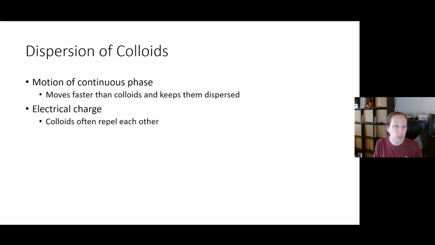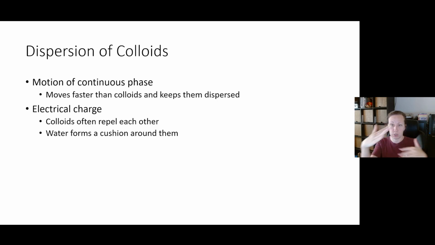Electrical charge can also play a factor. Often these colloids have an electrical charge and they're going to repel each other, and that is going to keep them separated and not precipitating together. Once they're repelled, the water kind of forms a cushion around them, and so this is just a way that in many cases the colloids remain dispersed and not again settling down to the bottom or rising to the top or converging all together. Okay.